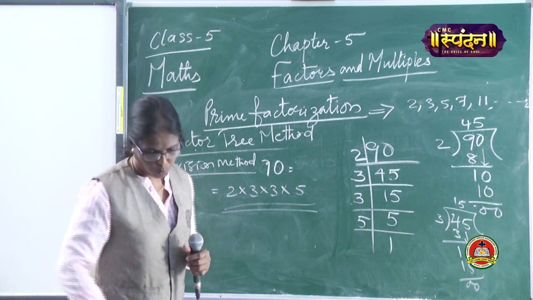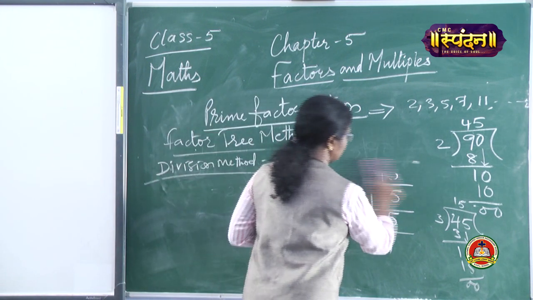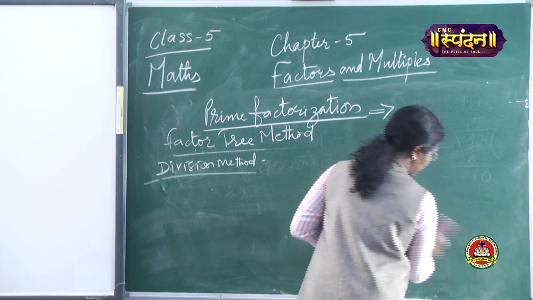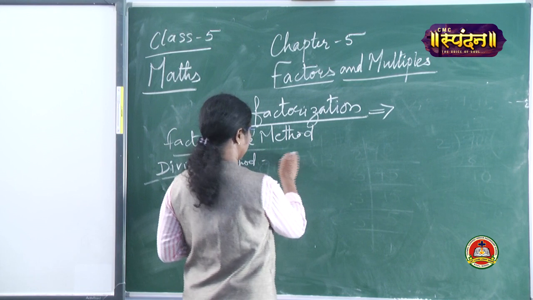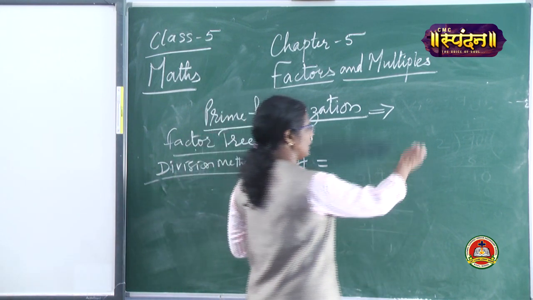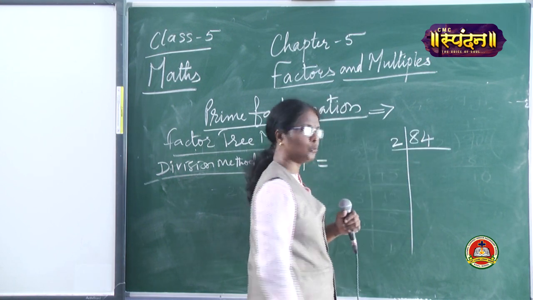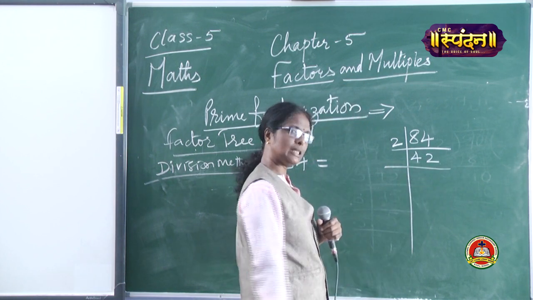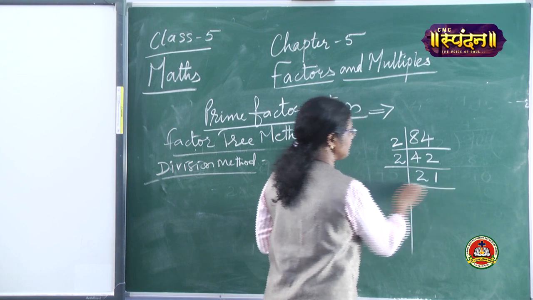We will see one more big number for this division method, that is 84. I am taking this number from your textbook so that you can practice these questions nicely. We are going to find the prime factorization of 84. We can see it is an even number, so it is divisible by 2. 84 divided by 2 will be 42. 42 again is an even number, divisible by 2. So you will get 21.